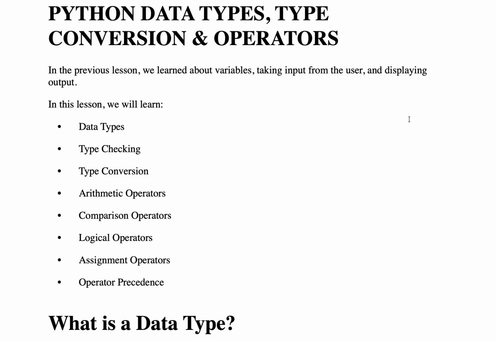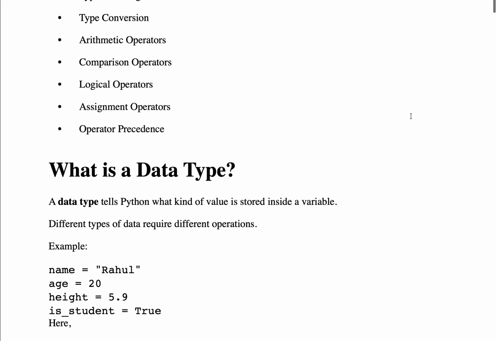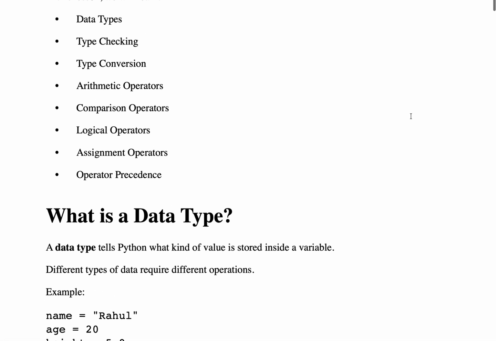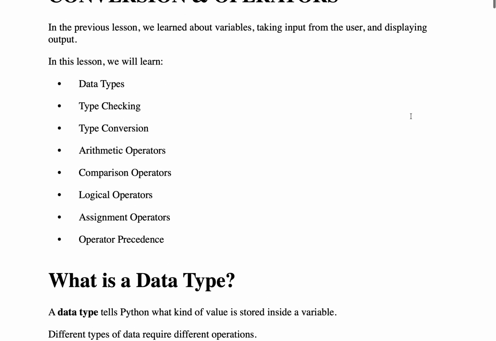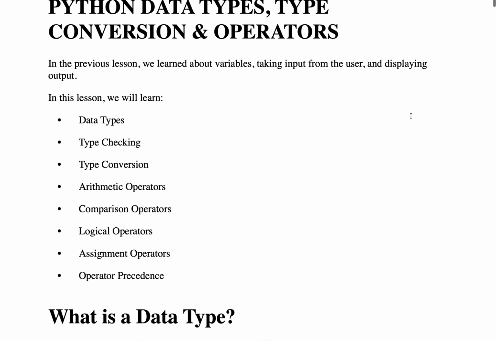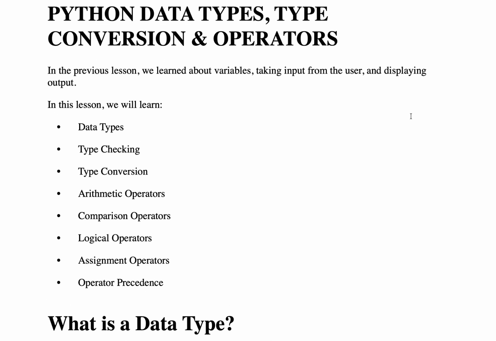In the previous lesson, we created variables like this: name equal to Rahul, and age equal to 20, salary, and so on. These variables all store different kinds of information. The variable name stores text. The variable age stores a whole number. The variable salary stores a decimal number. Python needs to know what kind of data is stored inside every variable. This category of data is called a data type.